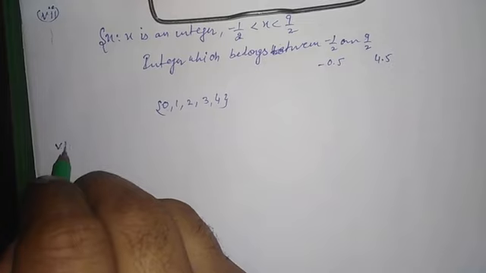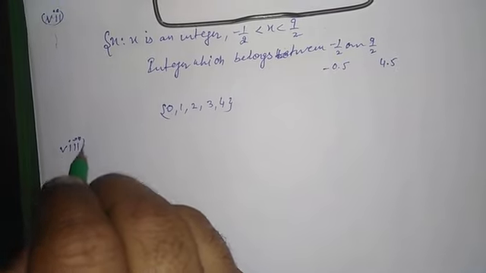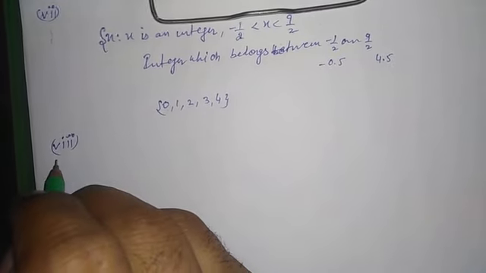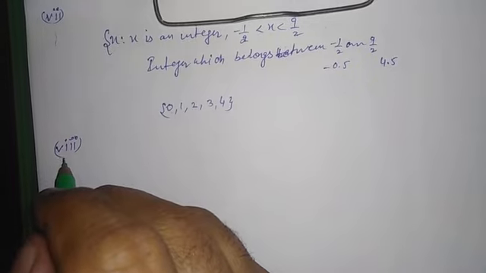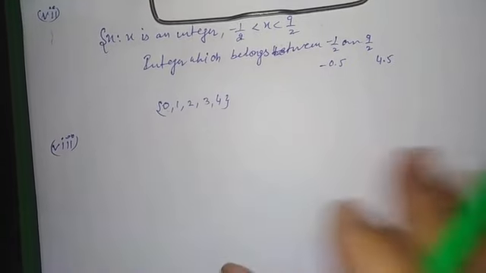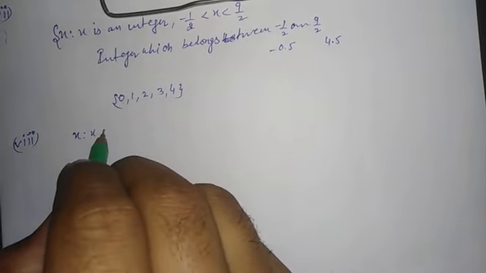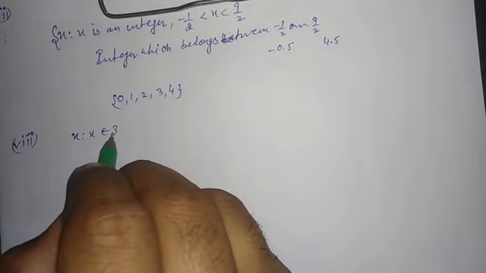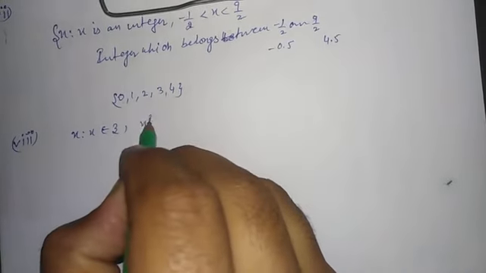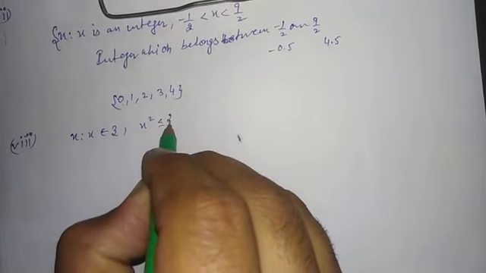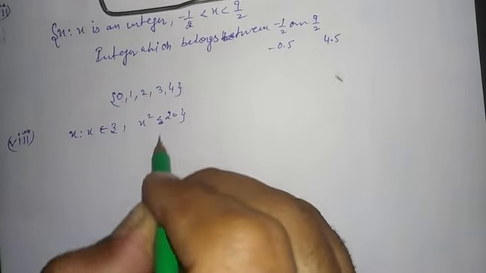Now we see eighth part. Eighth part is x belongs to Z, x square less than 20.